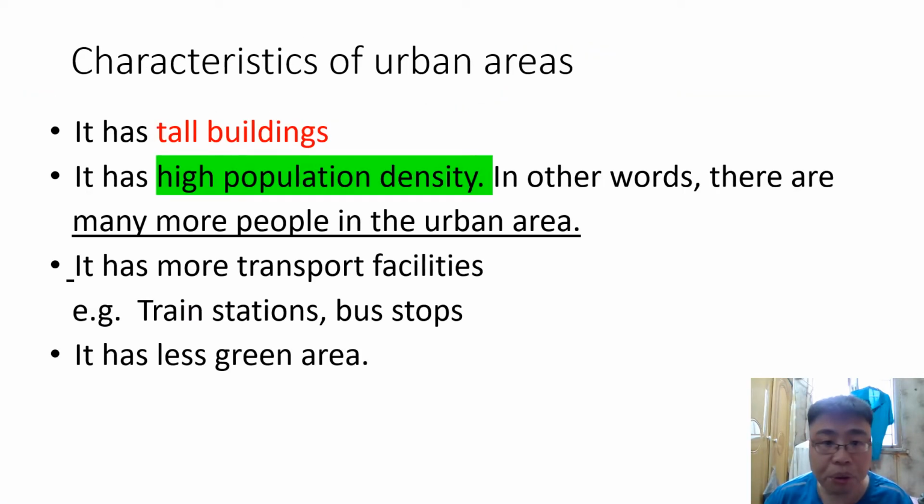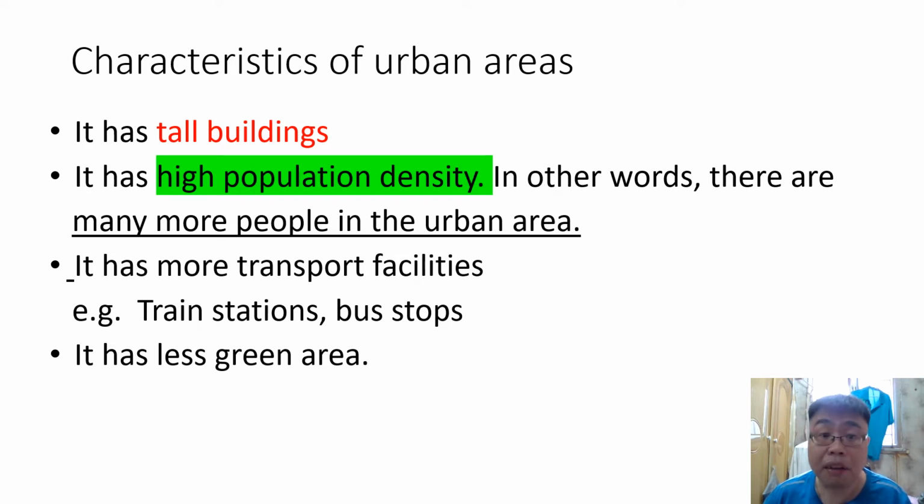And what are the characteristics of urban areas? First of all, it has tall buildings, and its population density is very high. In other words, there are many people in the urban area. And why are there so many people in the urban area? One of the reasons is that it is conveniently located. It has many transport facilities, so it is easy for people to go to these areas.